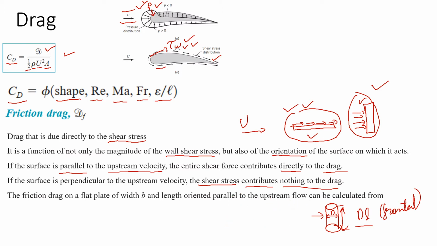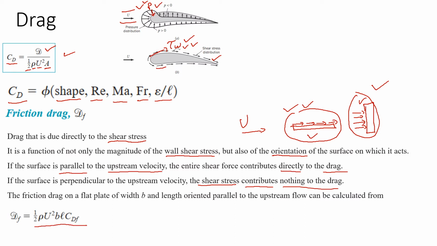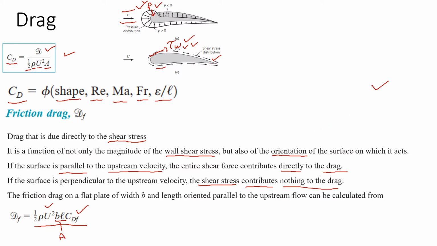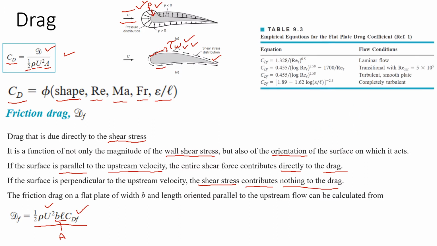So for example, if we take a plate that has a length of L and width B, then what will be the drag force? The drag force will be equal to half rho u square, times the area term, multiplied by the friction drag coefficient. The friction drag coefficient can be read from the table. It has a special table in which the friction drag coefficient is represented with respect to the Reynolds number, and that table can be read from here.